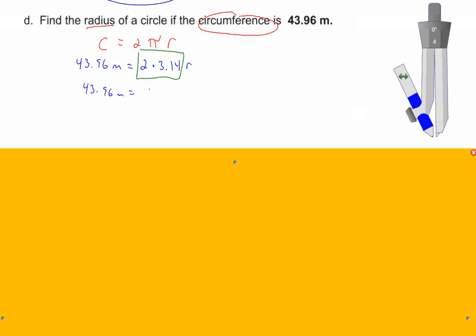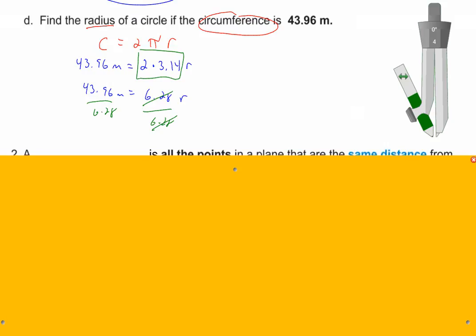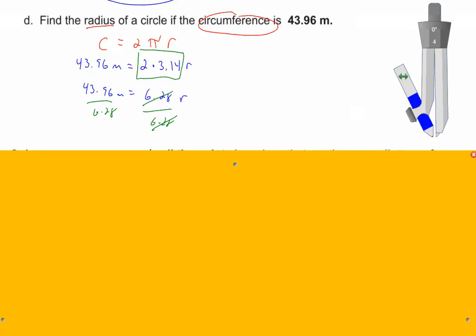2 times 3.14 is 6.28. But you didn't even have to do that first if you didn't want to. And now you're just going to divide both sides by 6.28, right? That's all you're going to do. And because you left your units there, you even know that your answer is going to be in meters, right? So you divide 43.96 by 6.28, and the answer is 7 meters, right?